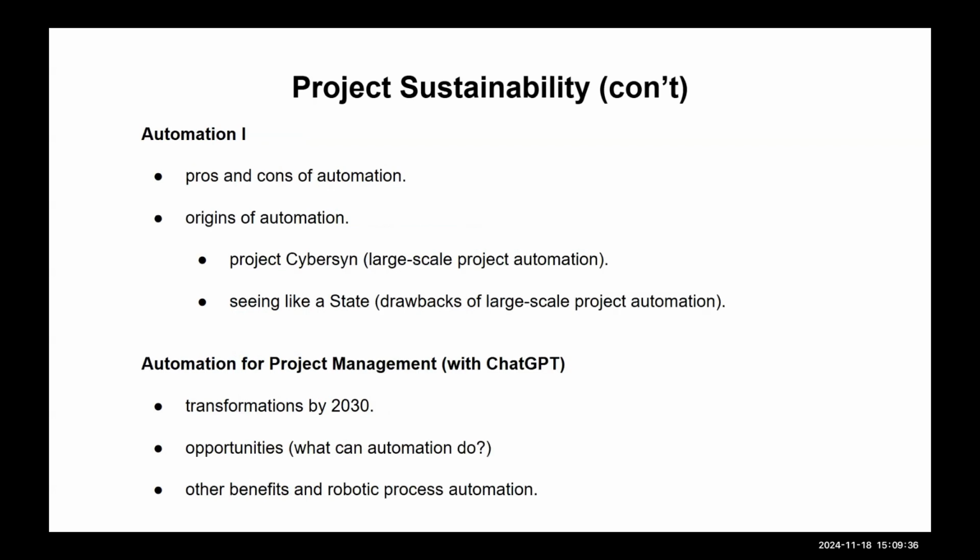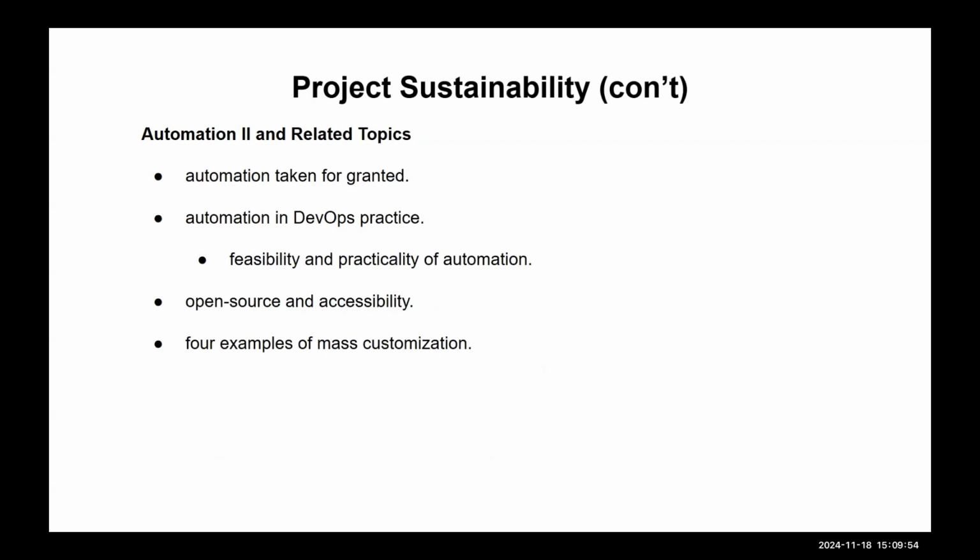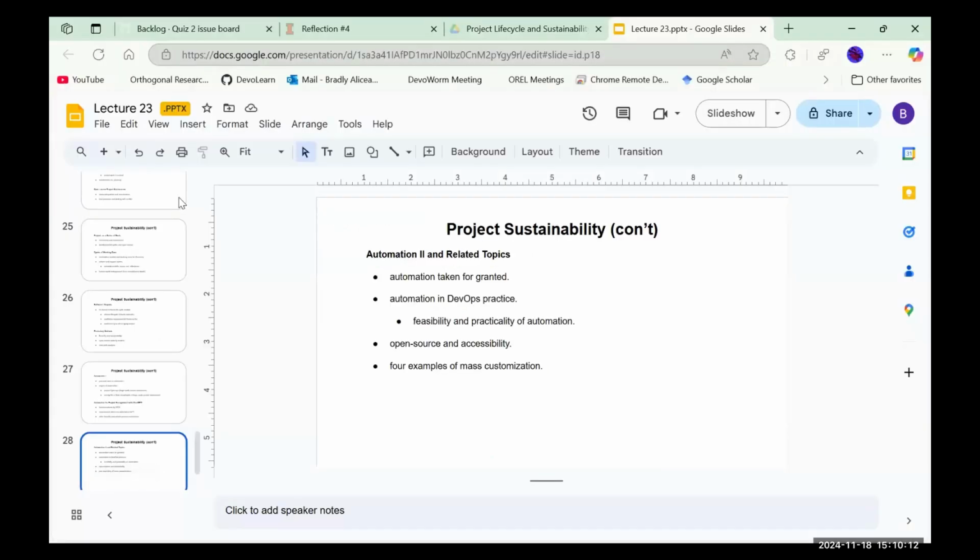Then we talked about automation: the pros and cons of automation, and some of the origins of information technology automation. Then I gave a demo with ChatGPT, which talked about some of the future of project management and some of the opportunities. And then finally, in Automation 2, I talked about taking automation for granted. I gave the example of DevOps. I talked about open source and accessibility, and how mass customization can be approached. Those are all in the Unit 4 and Unit 5 notes. Go over those lectures if you need to. But for now, we're done with Unit 5.